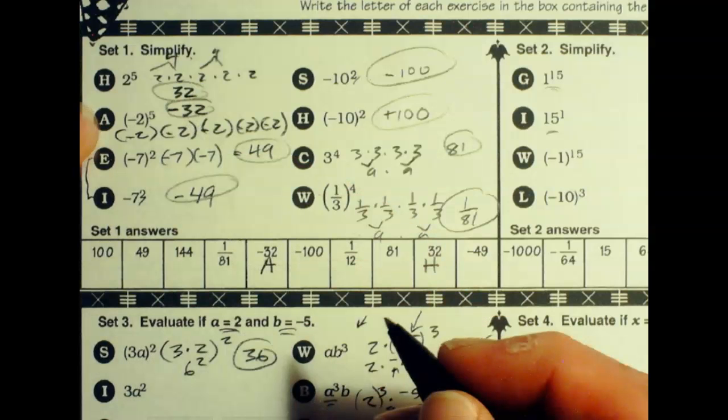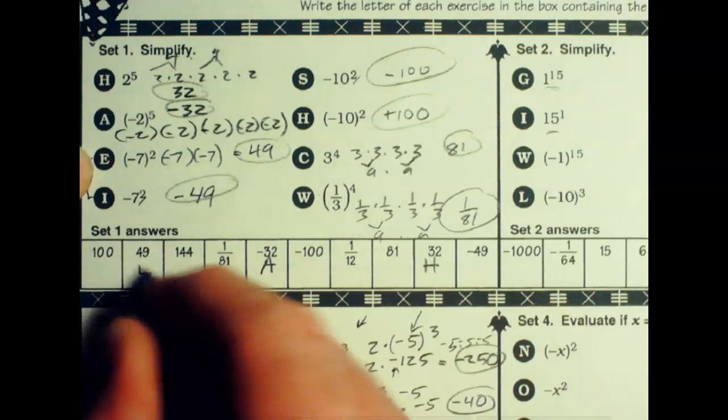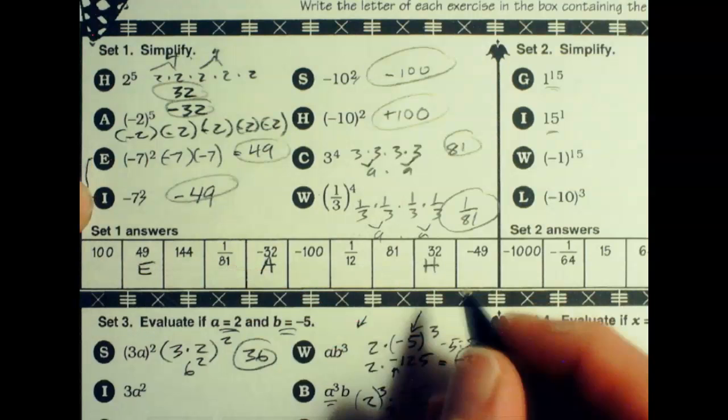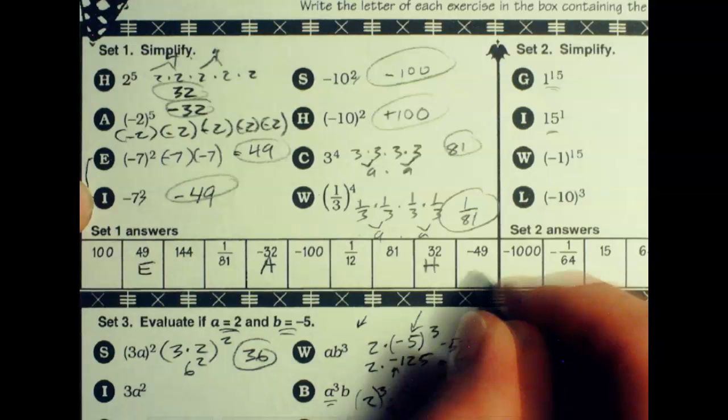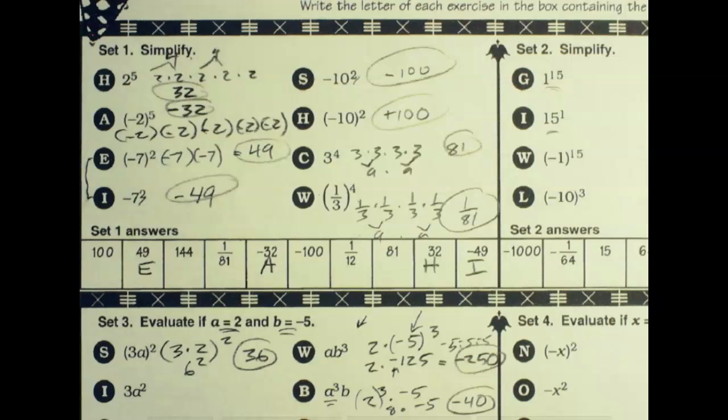And then for this next one, I had 49. I find my answer. 49 is a positive 49. I'm going to put in an E. And then I find negative 49. I'm going to put in an I. And so on. Just like that.